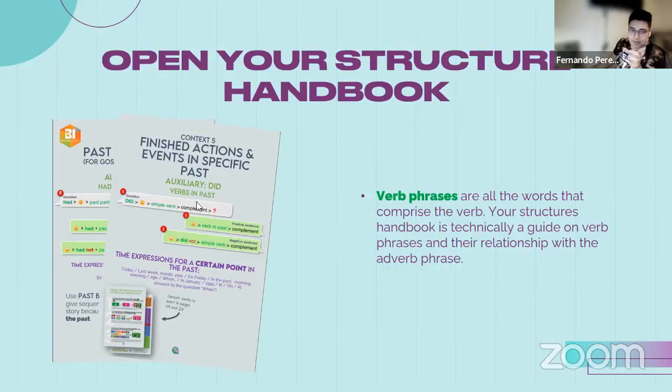And they are in the same colors that we are studying. In the structures handbook, you will see verbs in color green, and they have a relationship with the adverb phrase. Why do they have the relationship with the adverb phrase? Do you remember why? Come on, guys. Please tell me you remember.